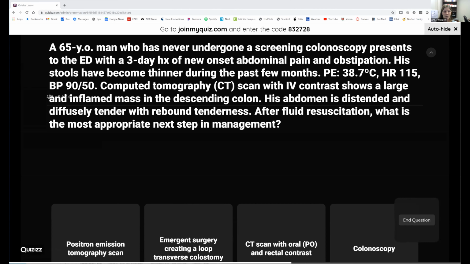All right, next one. A 65-year-old man who has never undergone a screening colonoscopy presents to the ED with a three-day history of new onset abdominal pain and obstipation. His stools have become thinner during the past few months, and on his physical exam is a temp of 38.7, heart rate 115, and blood pressure of 90/50. CT scan with IV contrast shows a large and inflamed mass in the descending colon. His abdomen is distended and diffusely tender with rebound tenderness. After fluid resuscitation, what is the most appropriate next step in management? PET scan, emergent surgery creating a loop transverse colostomy, CT scan with oral and rectal contrast, or colonoscopy.